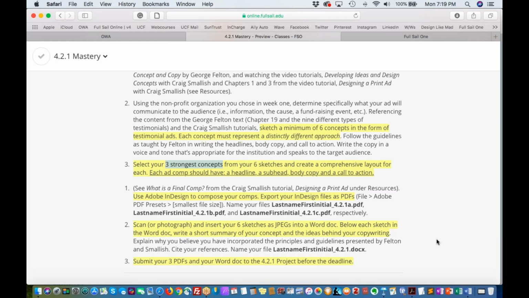So your comp should have the headline, and the subhead if you want. It must have body copy. Remember, the body copy is where you sell the organization and get people to react to what they do so that they will respond to your call to action, which is 9 times out of 10 a web address, a URL. And that's what you're going to submit this week.